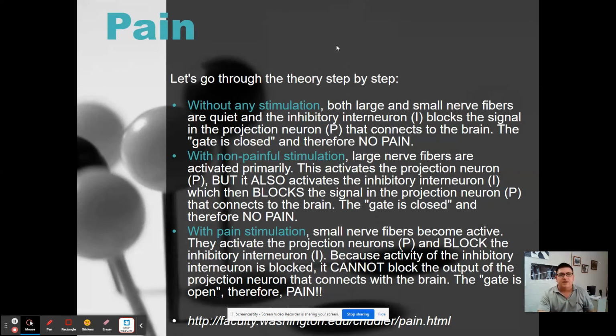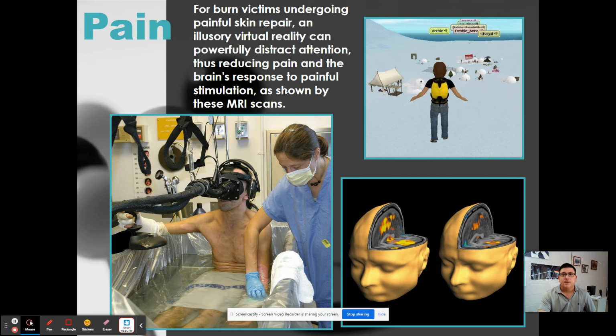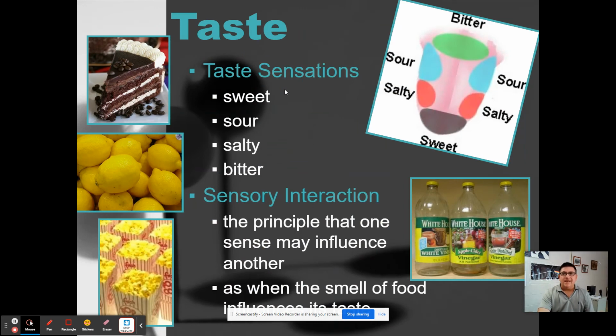Some more information on the gate control theory. Check this out right here and go through it step by step. Acupuncture is another way to target pain, popular in Eastern cultures and gaining popularity in the United States and Western cultures. It uses stimulation to change perception by closing that gate, using other means to divert the attention of the victim. Taste: sweet, sour, salty, bitter, and umami is a new one.